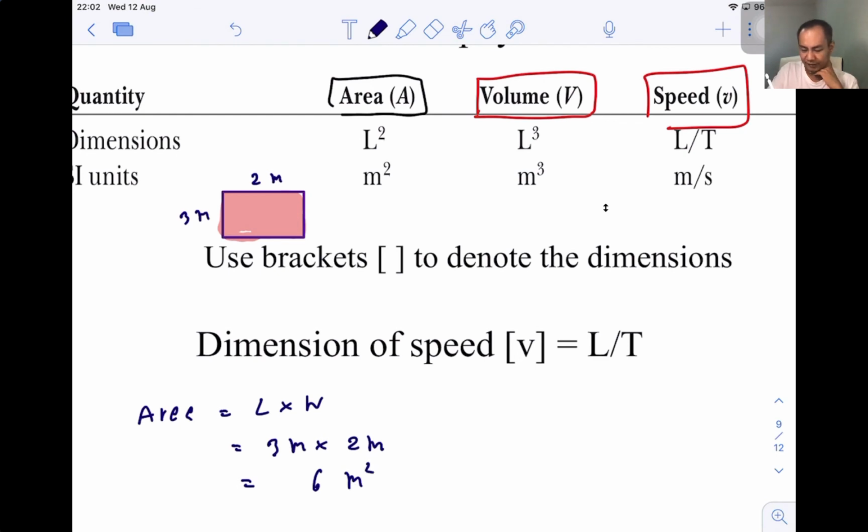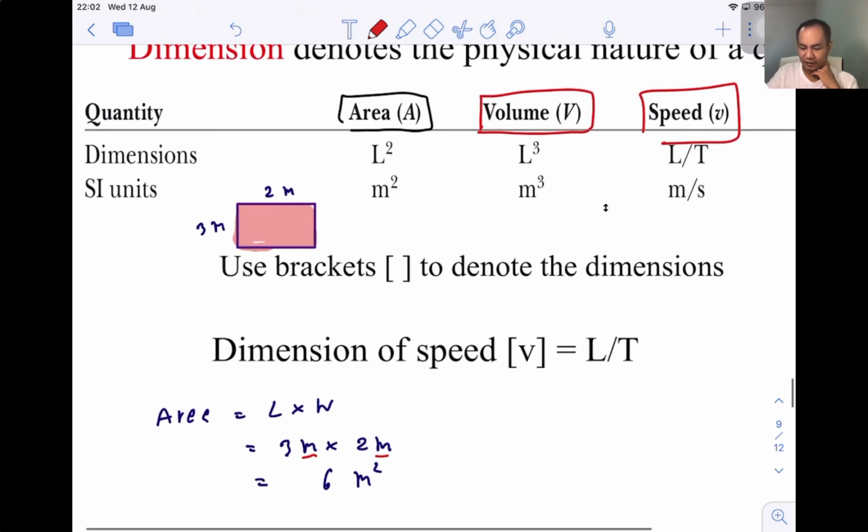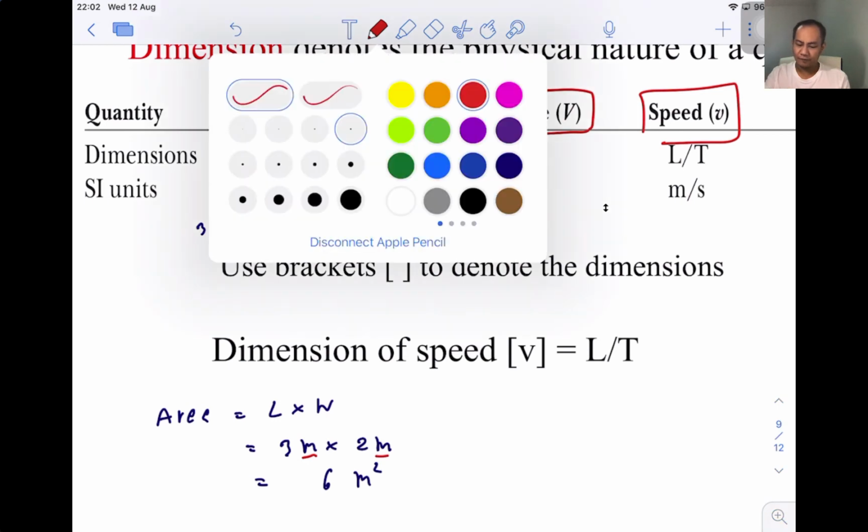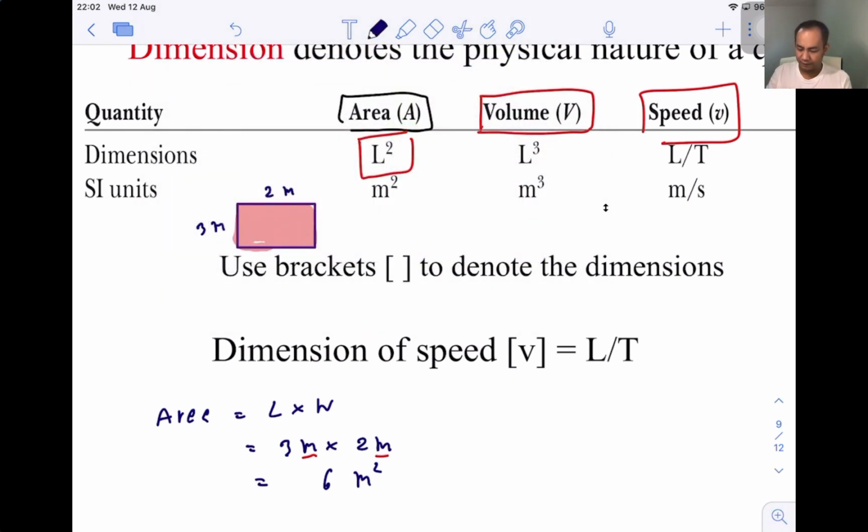Okay, because it's meter times meter, so it's a meter square. So the dimension of the area is, we use L for length, so it's L square, but in the SI unit it's a meter square. Okay, so if we do the same thing for the volume, for the volume we have something maybe like this, like volume.